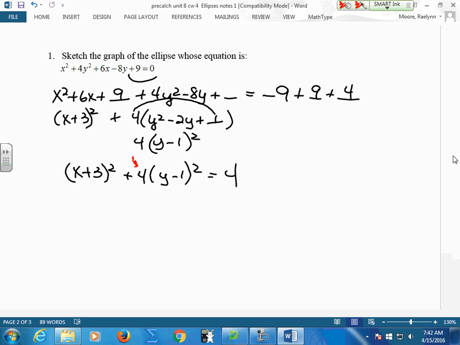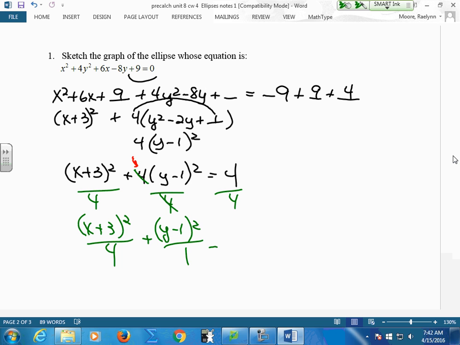Okay? All right, now, our goal is to get it set to 1. So we're going to divide everybody by 4. We want to keep this fraction. So x plus 3 squared over 4. What happens to this 4? Cancels. Just keep this over 1 equals 1. This is the format for your ellipse.